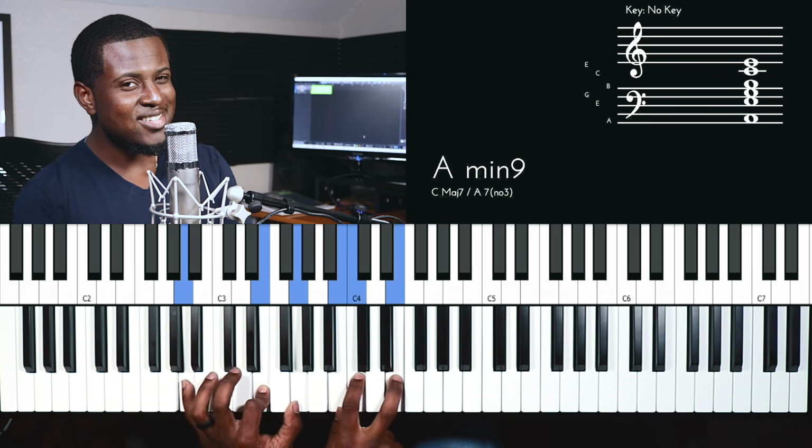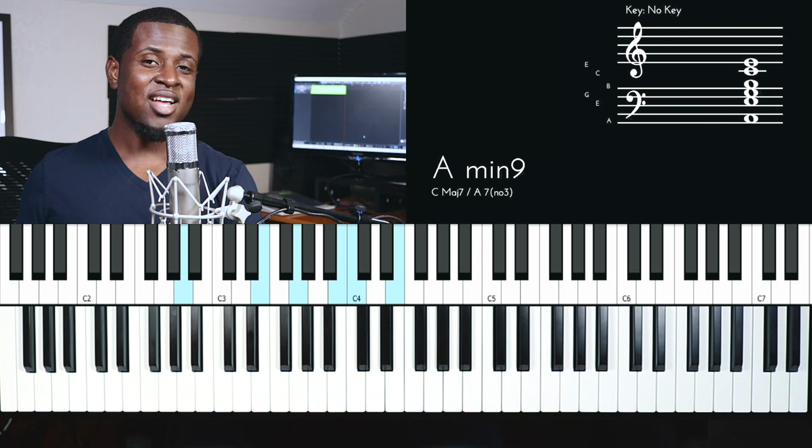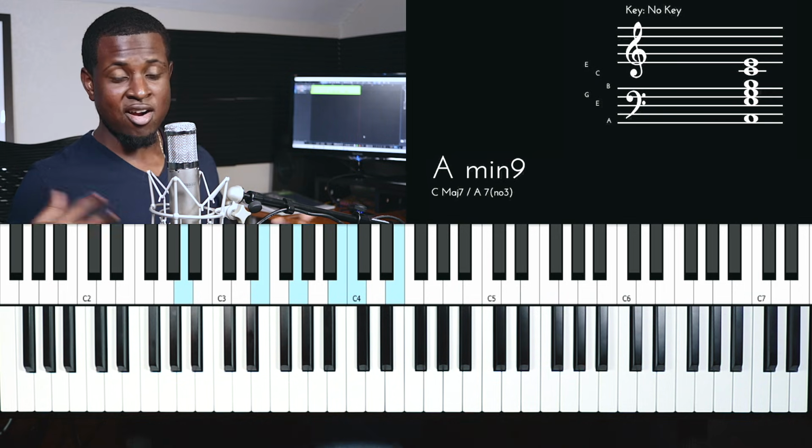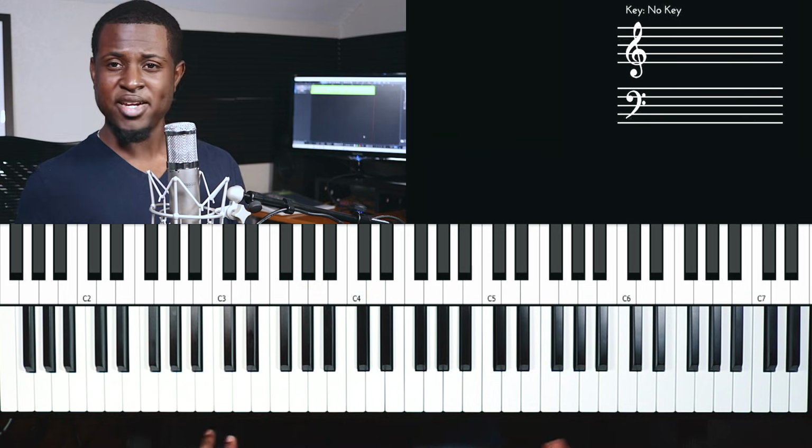Now, let's see how we apply that utilizing that same progression, Our God is Greater. Let's see if it'll work. I'm not even sure it's going to work.